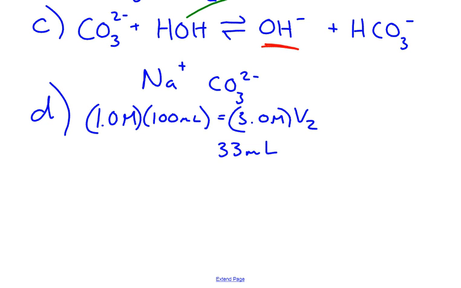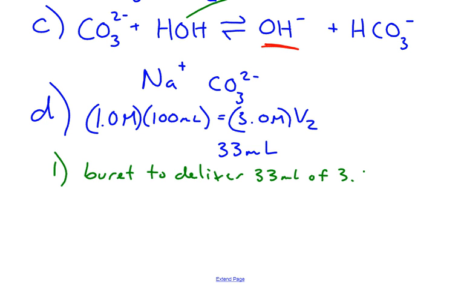I'm going to try to summarize this. In general, what do you need first? It says using a burette. So you probably use the burette to deliver or to drop 33 mils of 3 molar NaOH.